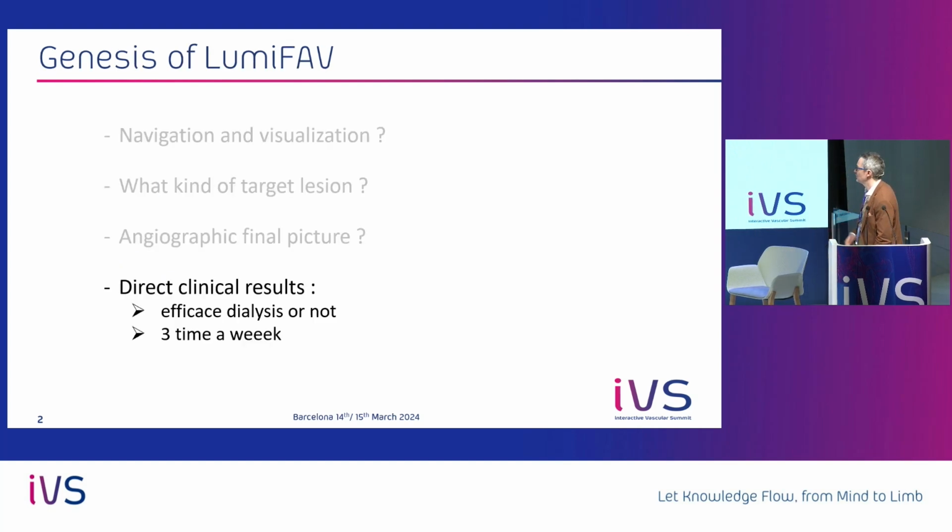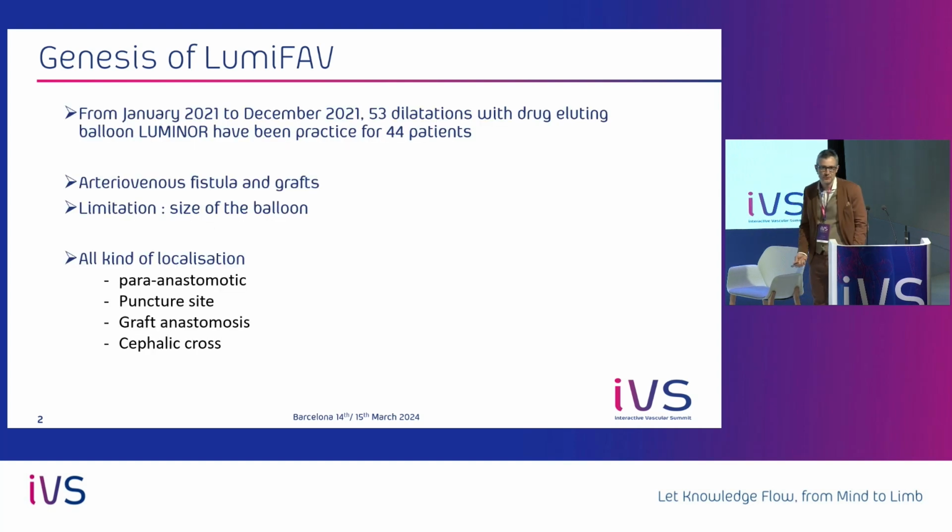Impact. What else? Here is with the vascular. And so in my institute, we try to say, okay, what new therapy? During 1 year, we treated 53 patients, any kind of fistula, direct fistula, graft fistula. The only limitation was the size of the balloon we had to use to treat the stenosis. All kinds of localization: paraanastomotic, puncture seat, graft anastomosis, and even central vein.